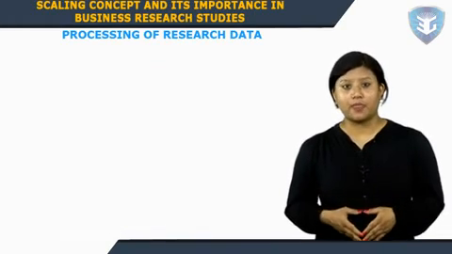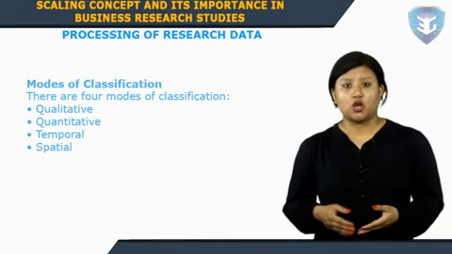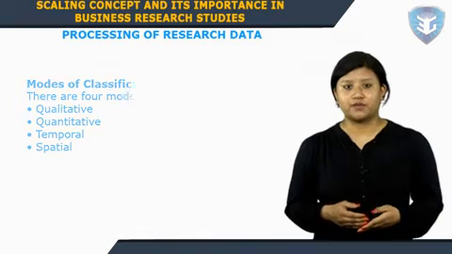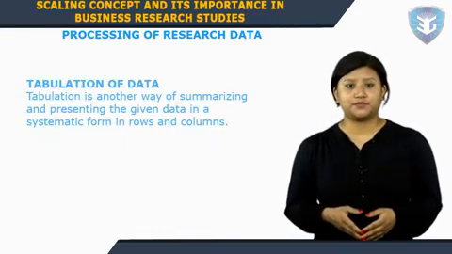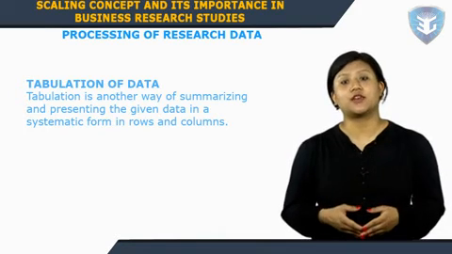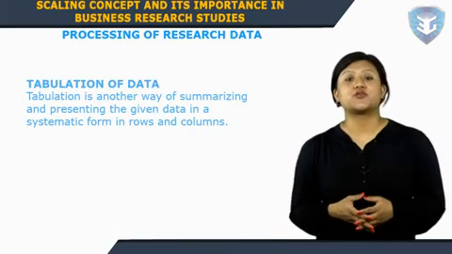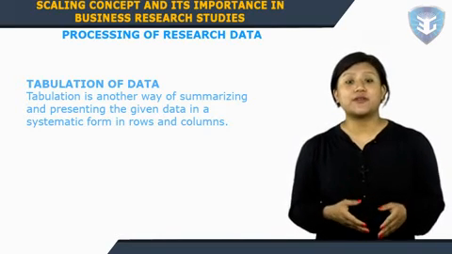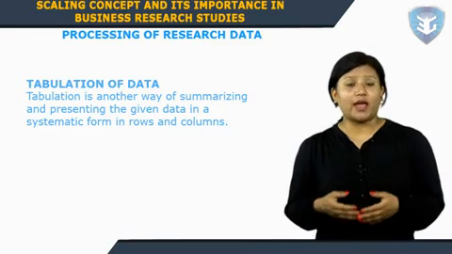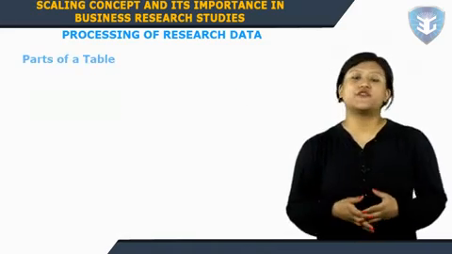Modes of classification. There are 4 modes of classification: qualitative, quantitative, temporal, and spatial. Tabulation of data. Tabulation is another way of summarizing and presenting the given data in a systematic form in rows and columns. Such presentation facilitates comparisons by bringing related information close to each other and helps in further statistical analysis and interpretation.